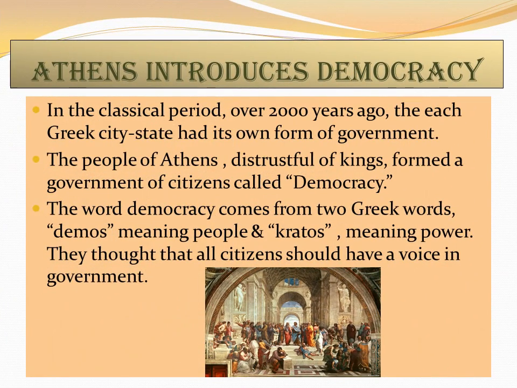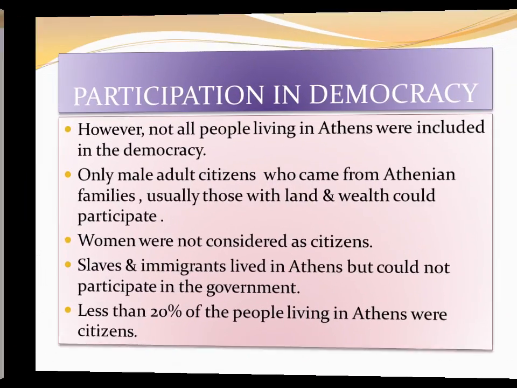So let us see Athens introducing democracy in their city-state. In the classical period over 2000 years ago, each Greek city-state had its own form of government. The people of Athens, distrustful of kings, having no faith in kingship, formed a government of citizens called democracy. The word democracy comes from two Greek words, demos, which means people, and kratos, which means power. They thought that all the citizens should have a voice in government.